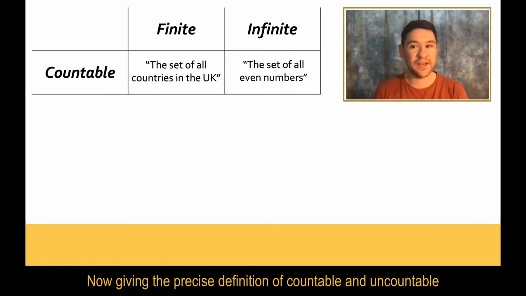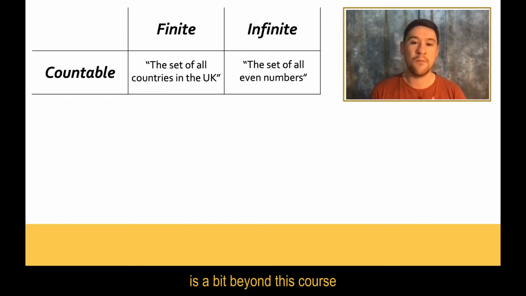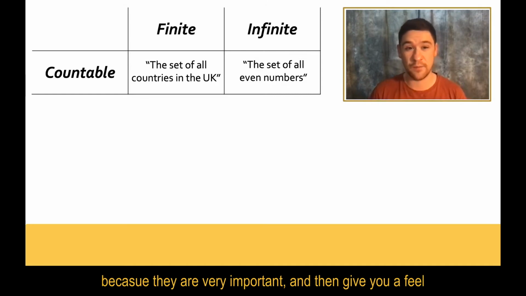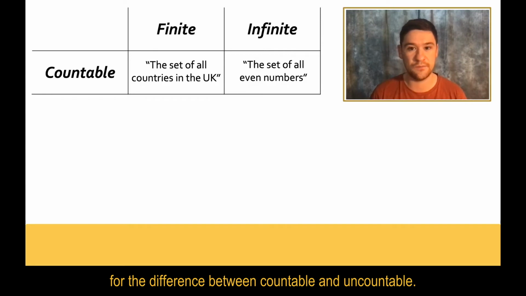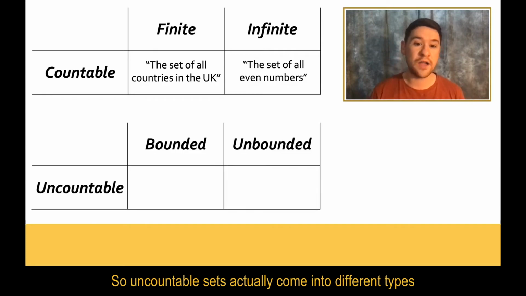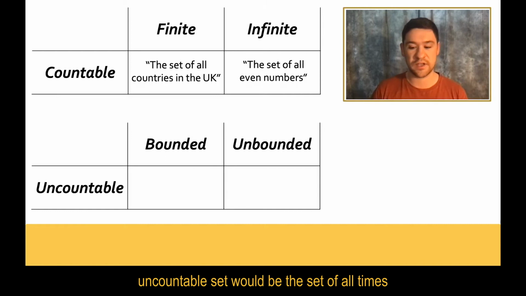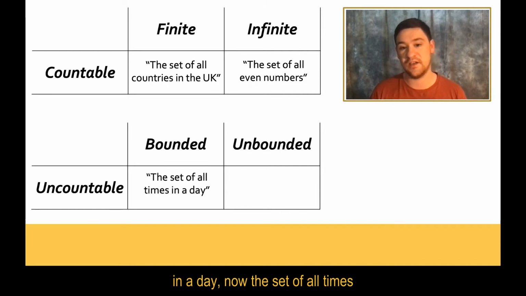Now, giving a precise definition of countable and uncountable is a bit beyond this course, but I want to be able to give you examples of uncountable sets, because they are very important, and then give you a feel for the difference between countable and uncountable. So uncountable sets actually come in 2 different types. They can be bounded or unbounded. An example of a bounded uncountable set would be the set of all times in a day.